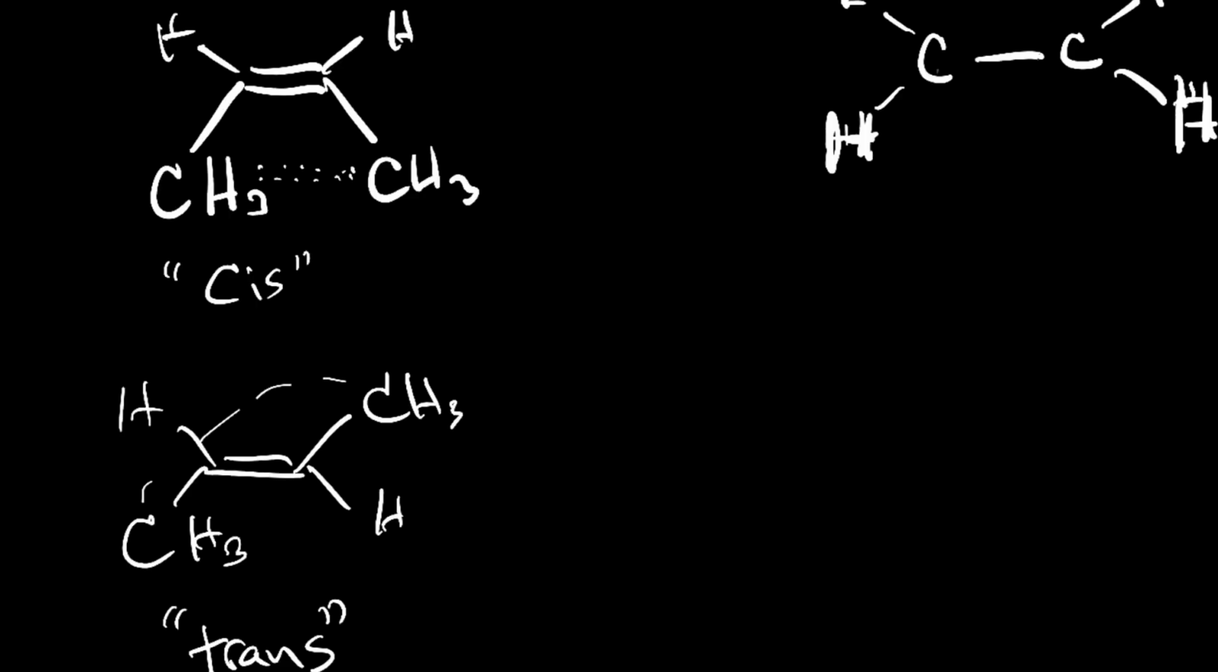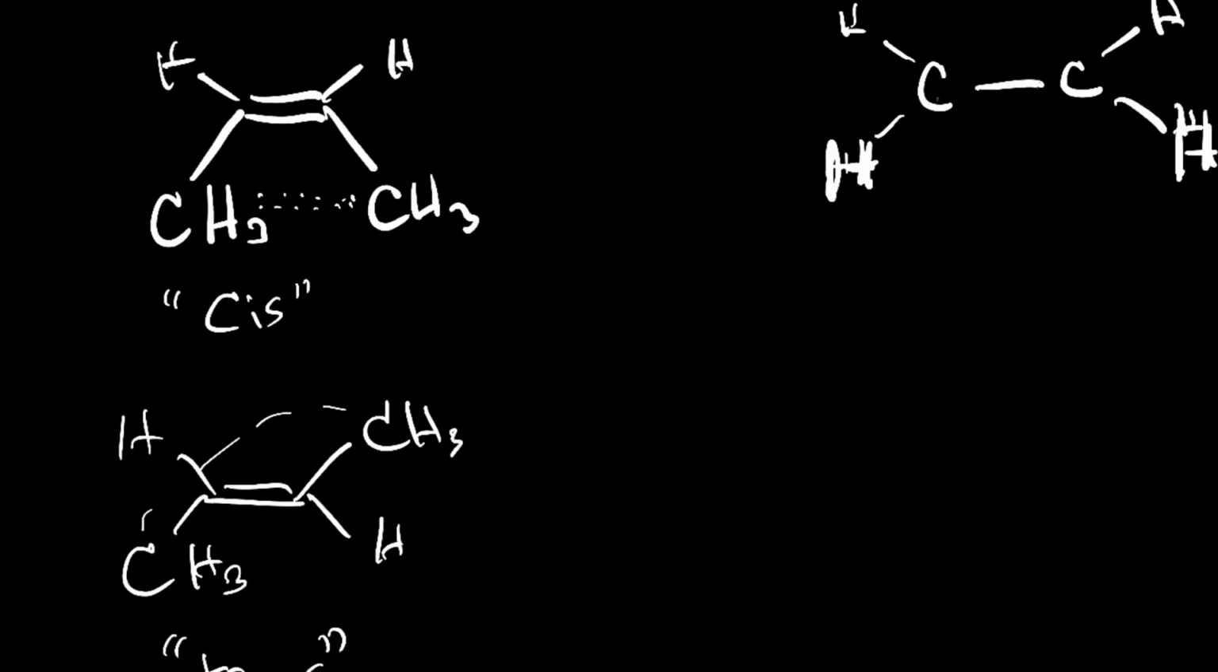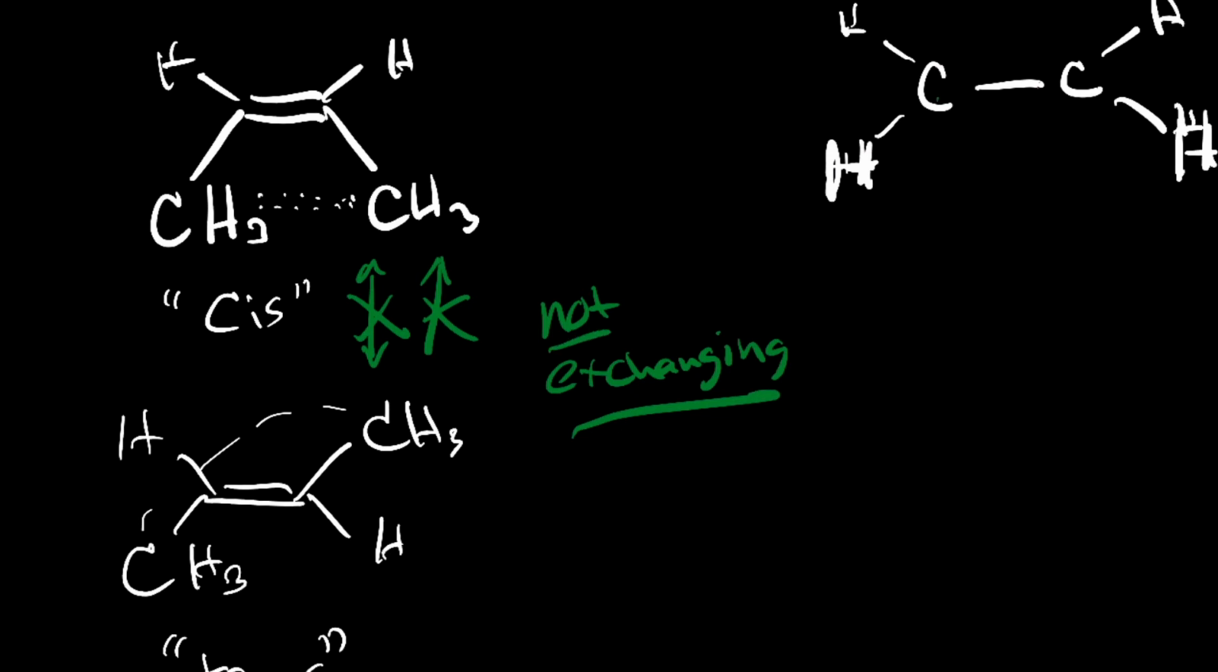And what's interesting, of course, is because you don't have free rotation like you do in the other system, these are not resonance structures, these are not different conformers. They can't flip around. Under normal conditions, these are locked in place. These are not exchanging. Okay? So a cis and a trans compound, these are important.